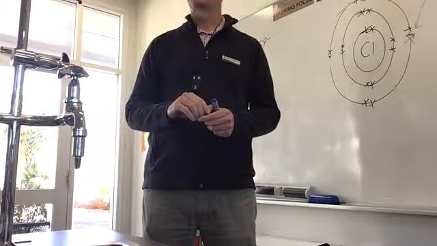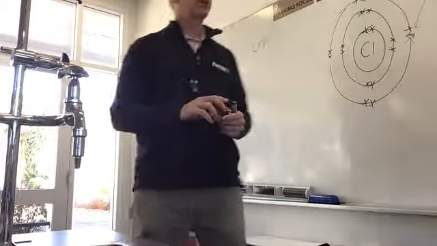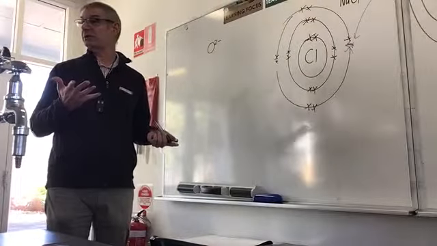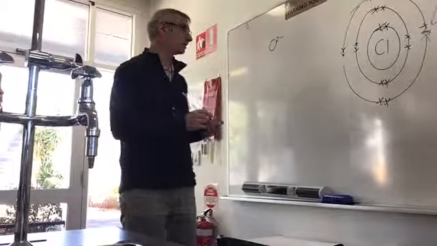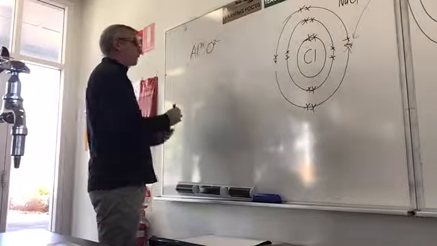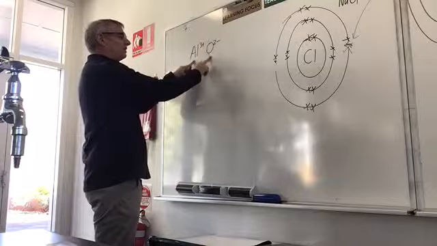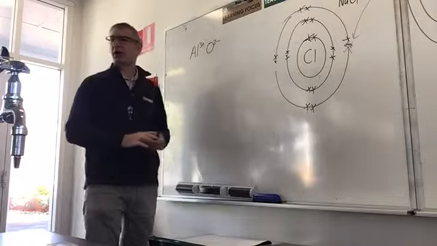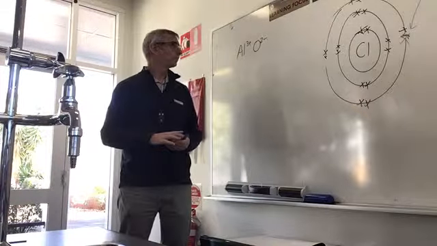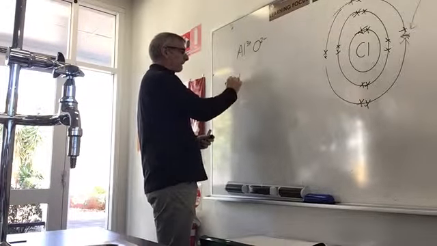Why plus 3? Because it's in group 3, it's in group 13. It's got 3 electrons in its outer shell. It's going to lose all 3 electrons. So it's going to be an Al3+. How many of each of these do we need to make a neutral compound? 2 aluminium, 3 oxygen. Am I right? Yes.